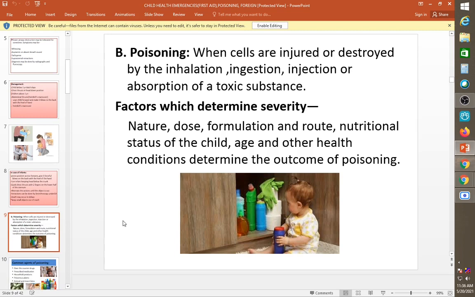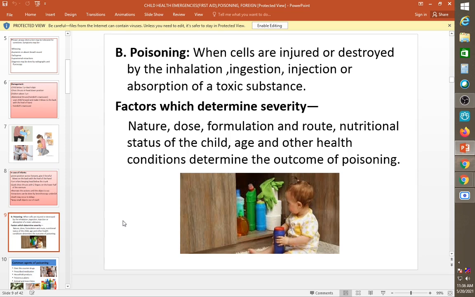So clear. Number A was foreign body aspiration. I am talking about all the child emergencies. So now I am talking about foreign body. The first type of emergency was foreign body aspiration. What is the second type? The second type is poisoning.